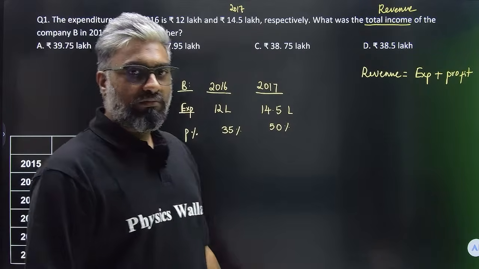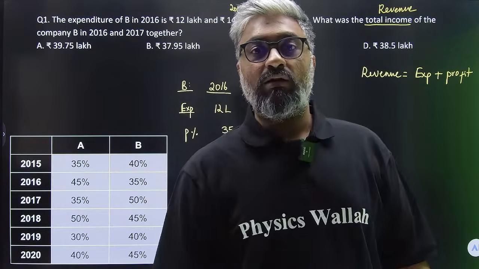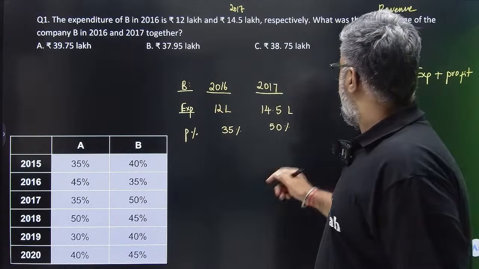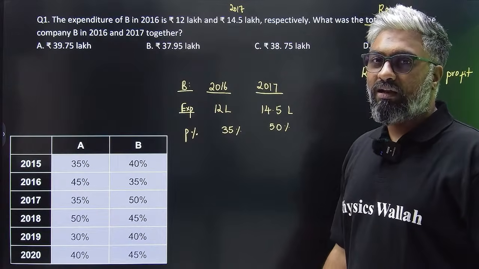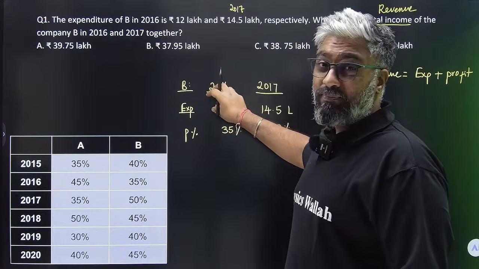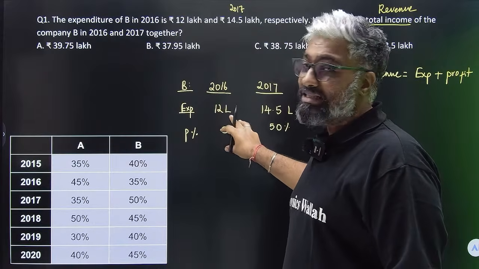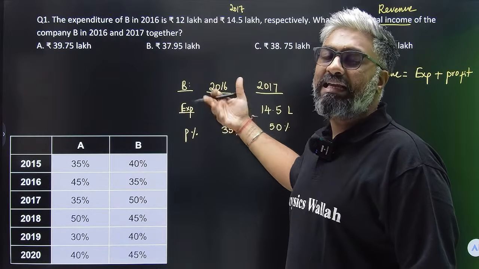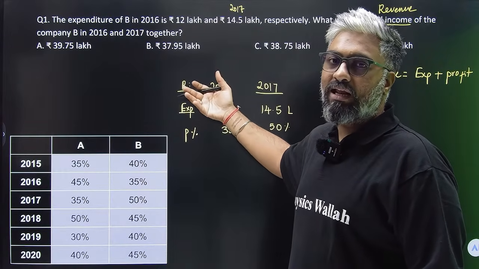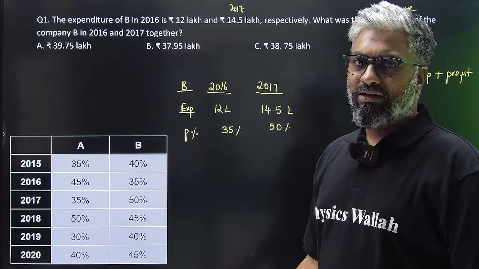So what am I trying to do here? What are we trying to do here? We're trying to find out the revenue. How do I find the revenue? On the expenditure, if I increase the profit, whatever was the profit, if I add it there, then my revenue is generated, correct?